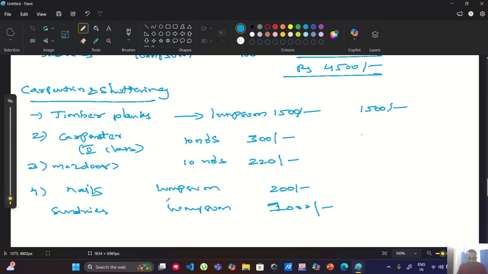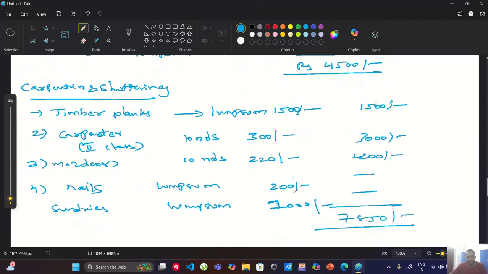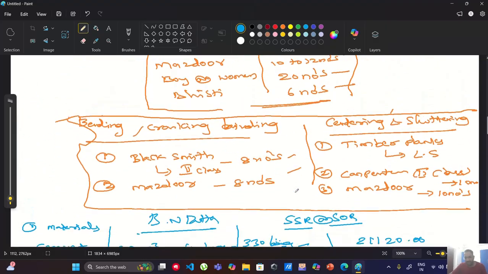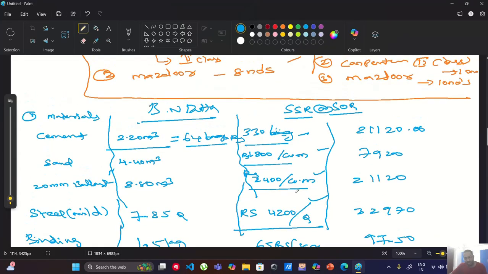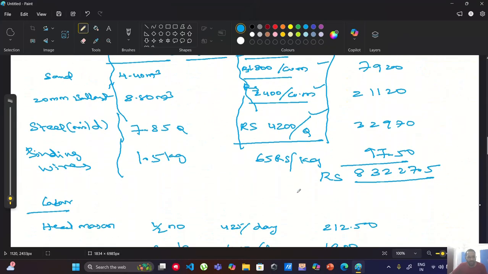So for calculating, this is 3000 rupees, 10 into 220, 2200 rupees, and this is a lump sum, and this is a lump sum. Finally approximately it will come to 7,850 rupees. Okay, these are all lump sum calculations, 200 or 100 rupees, whatever it may be. Now we have completed all the quantities of labors along with cost also. Okay, now we'll sum up all the data.